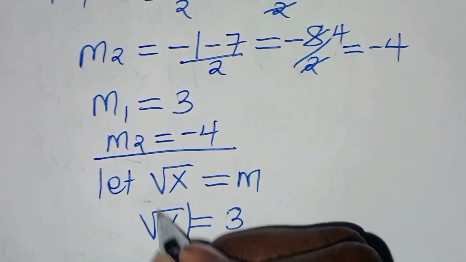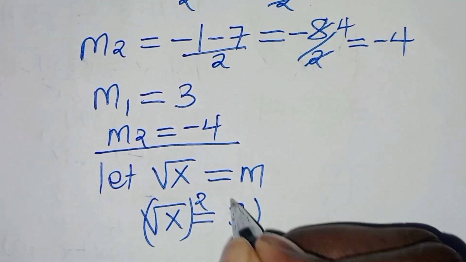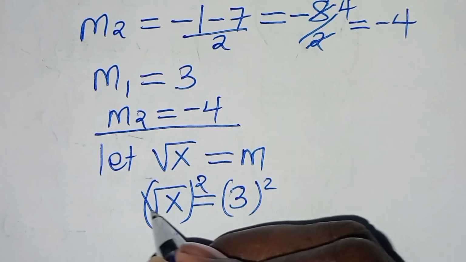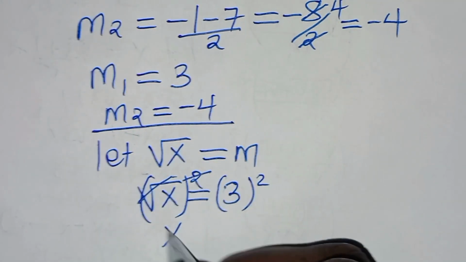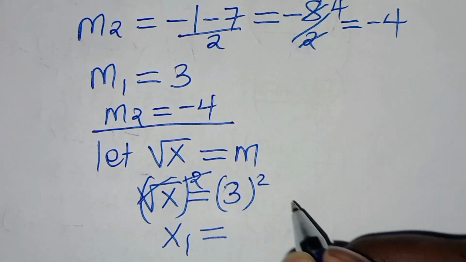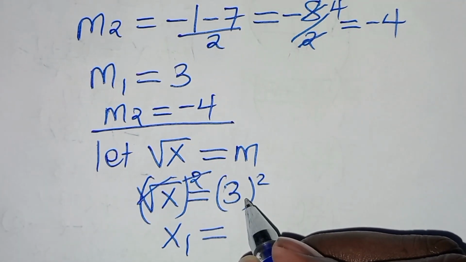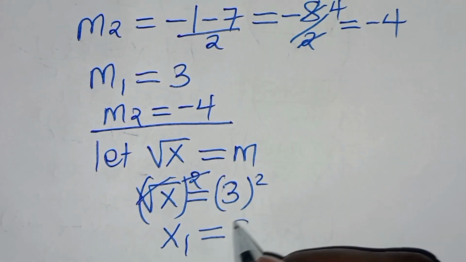So this implies that the value of x here, we square both sides. And this means that the square root of x squared, we eliminate the square root sign. So that x1 is equal to 3 squared, which is 9.